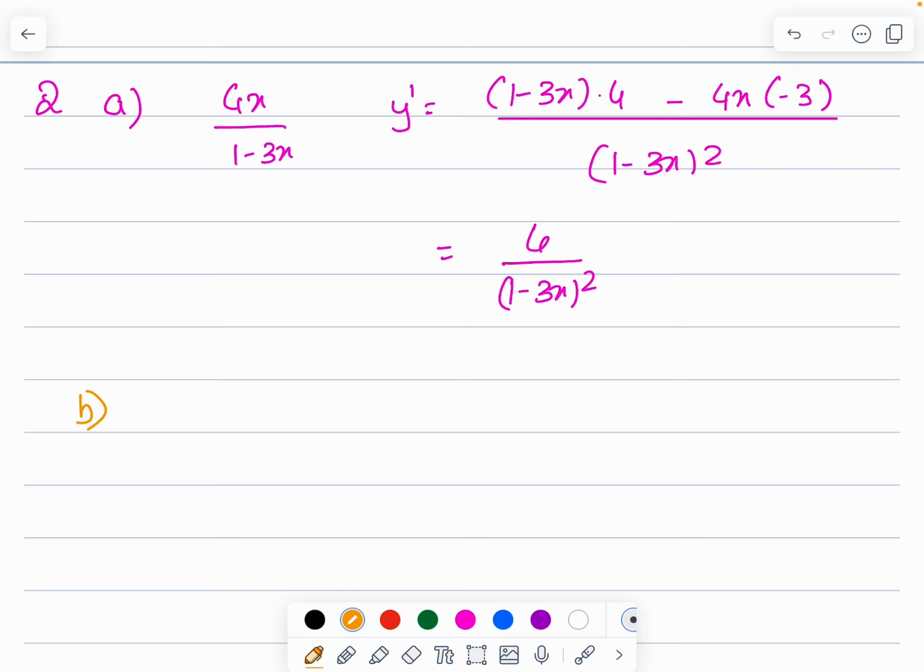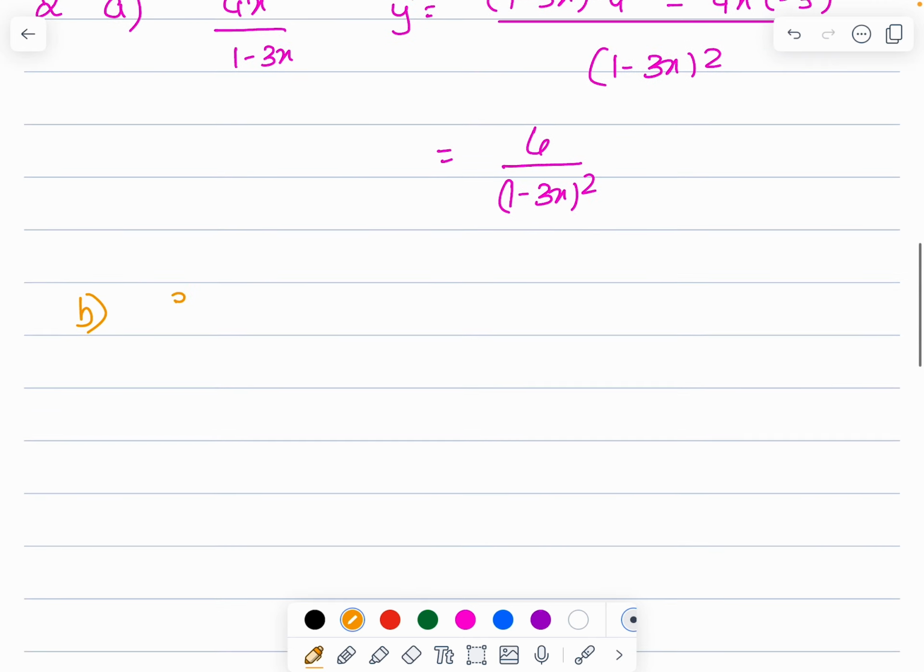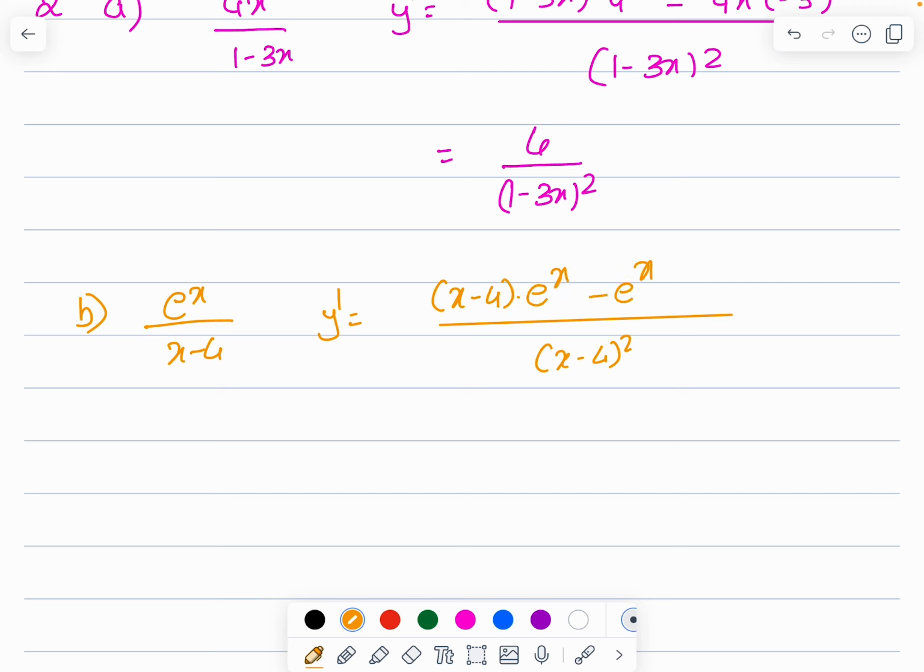The worksheet for this will be given in the link. You can download it, pause this video and try to do it on your own, and check the answers. Part B, e power x upon x minus 4 whole square. In that case, y prime will have x minus 4 whole square below, x minus 4 times the derivative of e power x, which is e power x, minus e power x as it is, times the derivative of x minus 4, which is 1. So what does that become? E power x common, x minus 5 upon x minus 4 whole square.